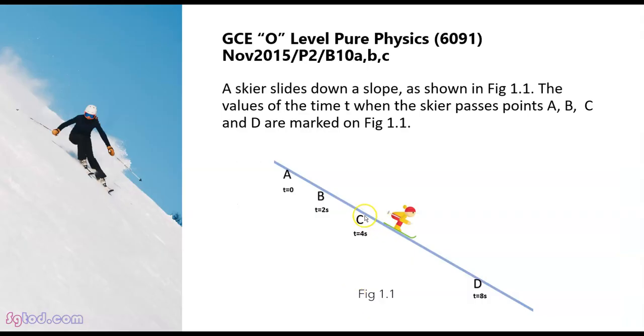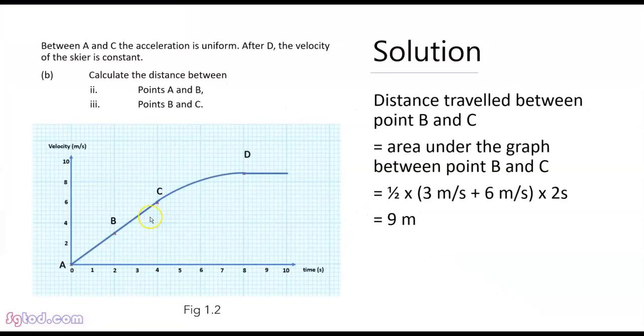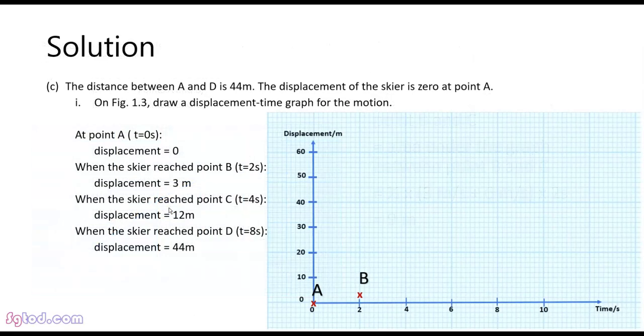When you plot point C, be careful. Note that we are plotting on a displacement time graph. Point C is the skier's displacement from starting point A to C. Yet the distance that you calculated in part B, that is the 9 meters, was between B to C. So you need to take the total distance travelled from A to C, that is 3 meters plus 9 meters, which is 12 meters, to be the displacement at point C. Many students make the mistake of putting point C at 9 meters, which is wrong.